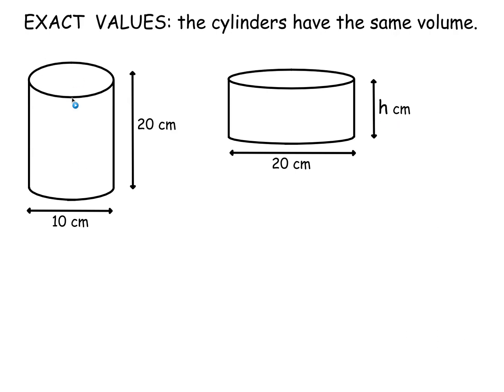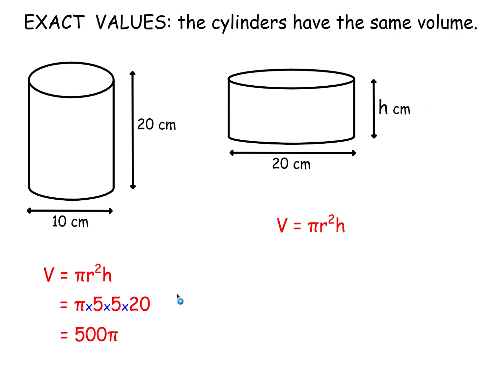So for the calculations here, V equals pi r squared h. R is 5, half that 10. H is 20. And this time, we don't replace pi. We do 5 times 5 times 20, which gives us 500 pi. So that's the exact value. This volume of the one on the right is 500 pi.